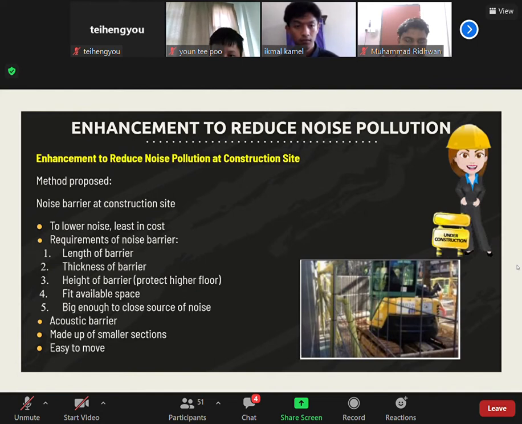It must fit the available space and also be close enough to the source of noise. So at the construction site, an acoustic barrier can be installed. This type of barrier is usually made up of smaller sections, which makes it easier to move, relocate and modify them to the construction site borders. And this is the example of the acoustic noise barrier. And that's all from me. I'll pass to another group member.